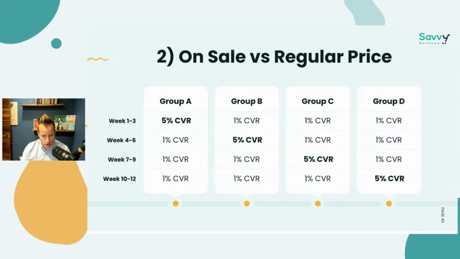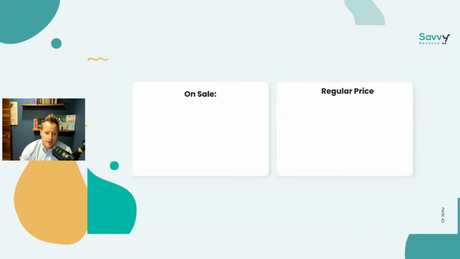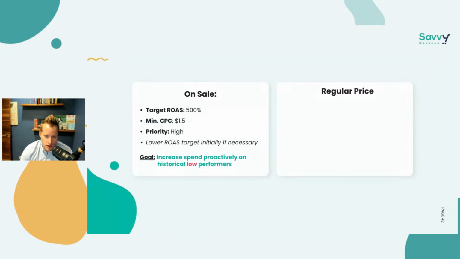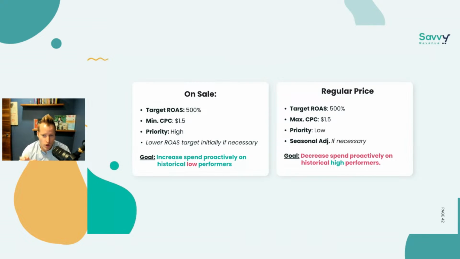Smart bidding doesn't know this. It's still going to look at the historical data and it's still going to spend money on it. So if you're rotating, you're always going to have a slump when it changes. What we're trying to do is have 2 campaigns, one for products on sale, where we have a target ROAS of 500%, a minimum CPC of $1.50, and we put it in a high priority campaign. The idea is to increase spend proactively on historical low performers, and we'll do the same for regular price.